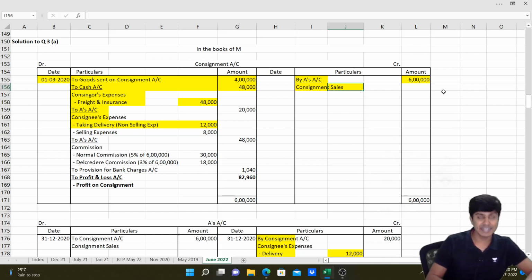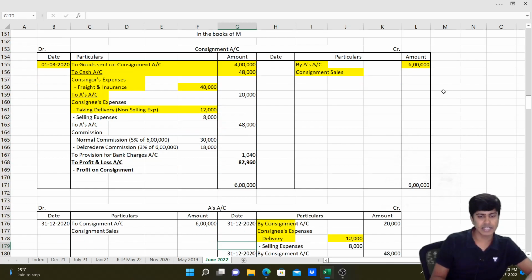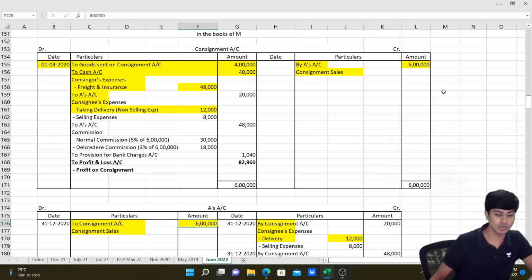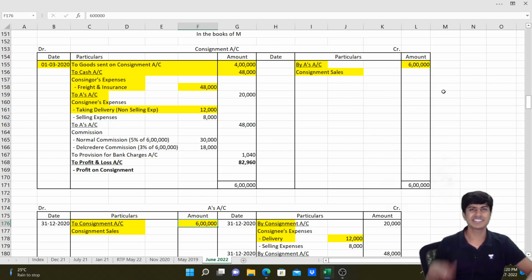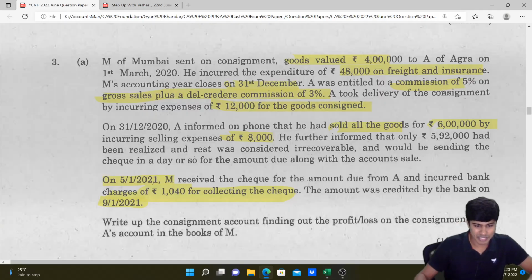So after I write this on the credit of my consignment account, in my consignee's account, I'll write on the debit saying that the money is supposed to be received. In A's consignee's account, I'll write to consignment account 6 lakh rupees. Got this, everyone? Great. Then what do we have after that?